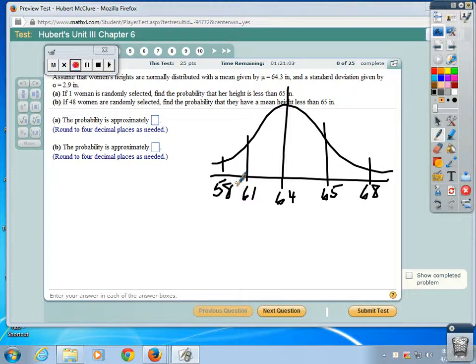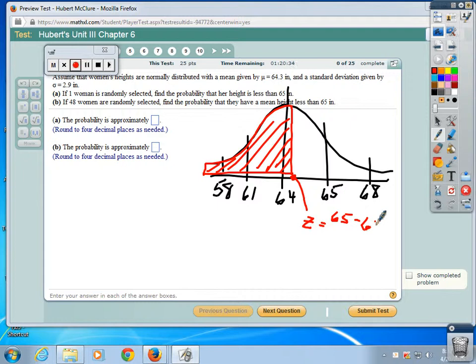Find the probability that she is less than, which means left of, 65. So 65 is right here, so you want this area right there. So take your handy dandy z-score, which is equal to 65 minus 64.3 over 2.9.